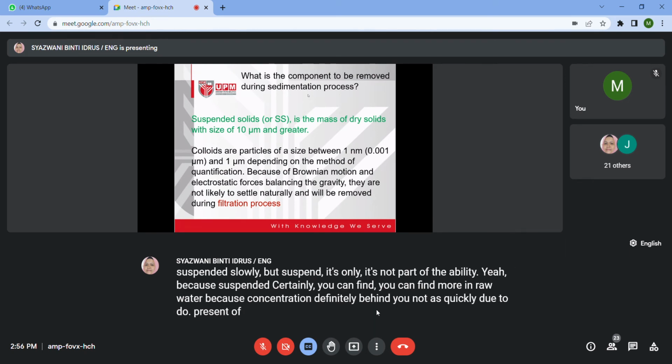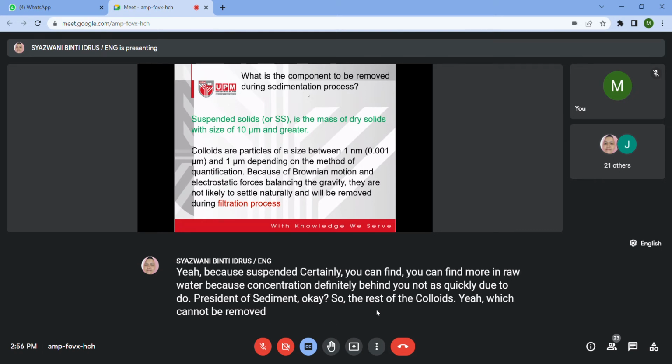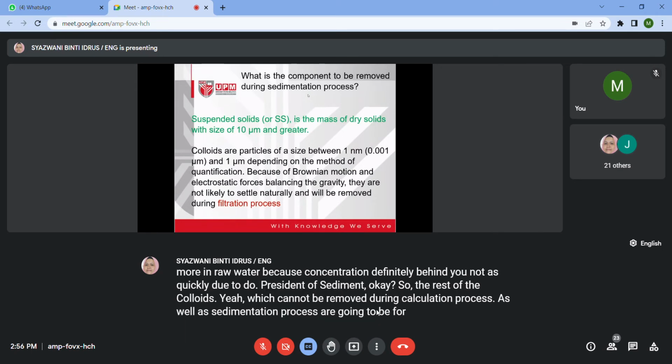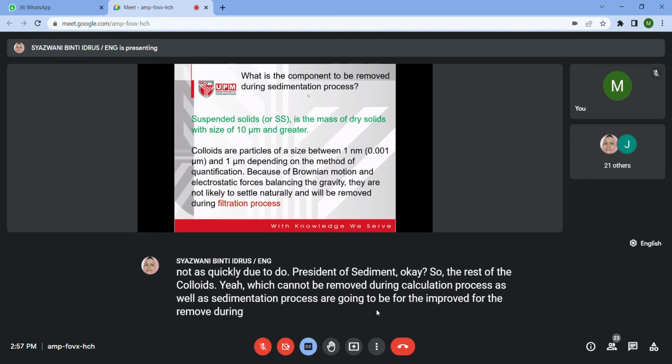due to the presence of sediment. Okay, so the rest of the colloids, which cannot be removed during the coagulation process as well as the sedimentation process, are going to be further removed during the filtration process.